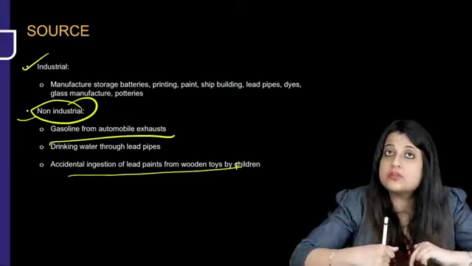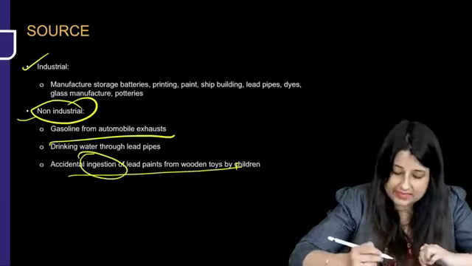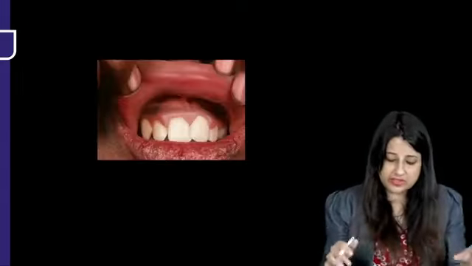Therefore, what is the most common cause of lead poisoning in children, everybody? Please remember, it is ingestion. Now, this is a very important feature.